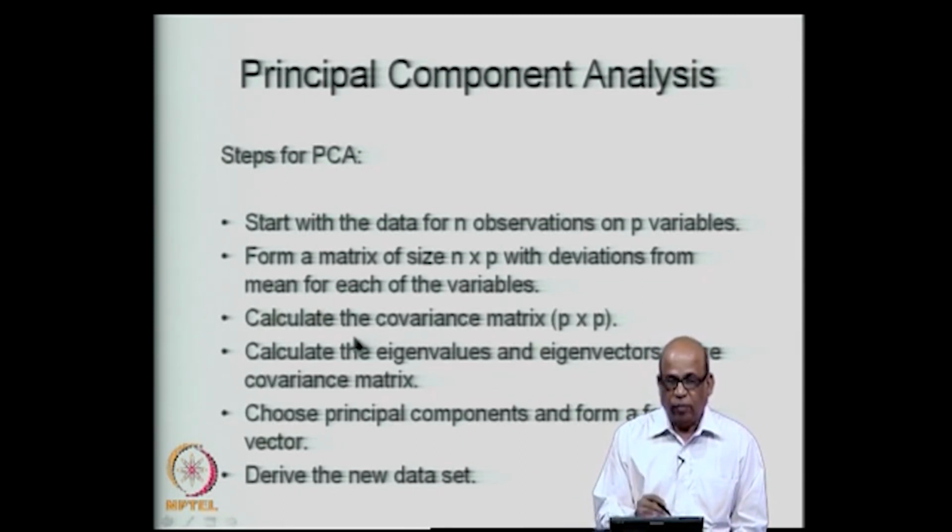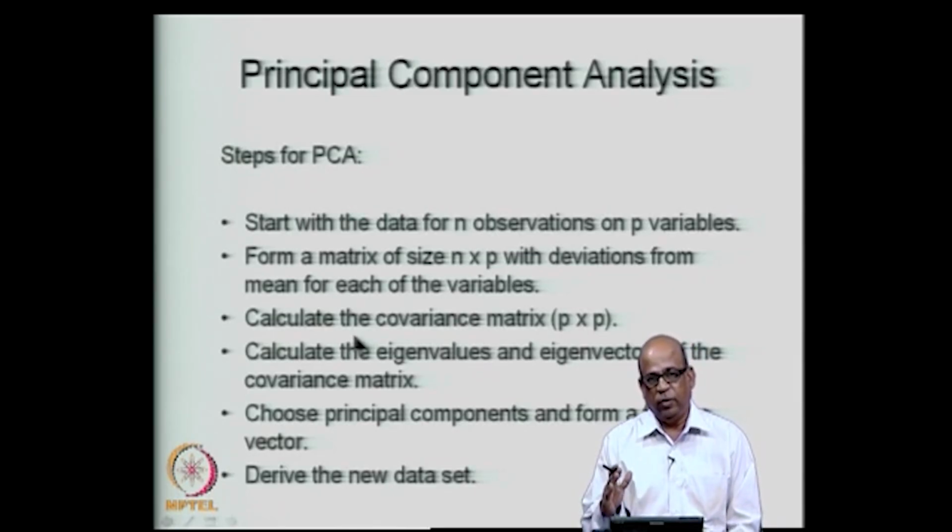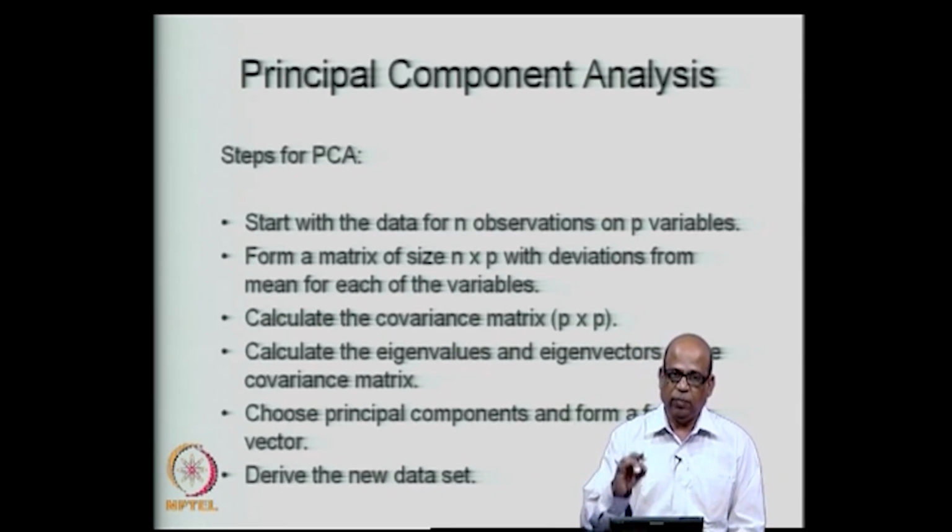Then, corresponding to each of the variables, you take the covariance with respect to the other variable. Remember, you take the covariance of x with y, covariance of x with z and so on. Covariance of x with itself is the variance. So, we get this covariance matrix of size p by p.